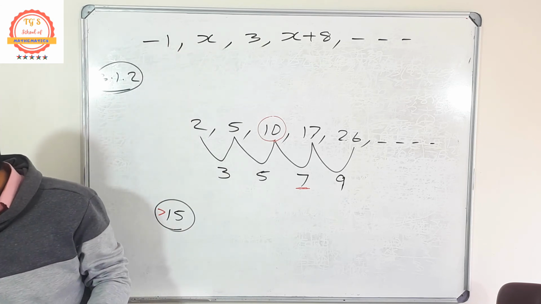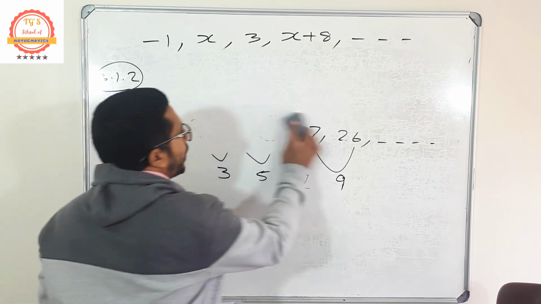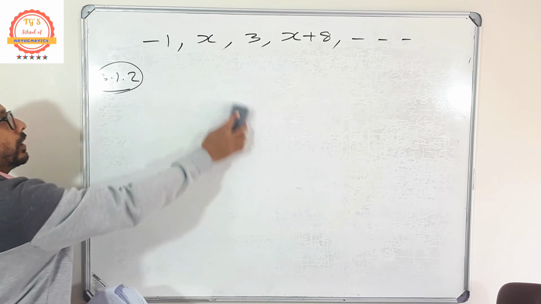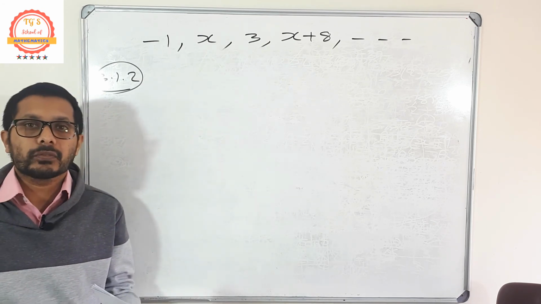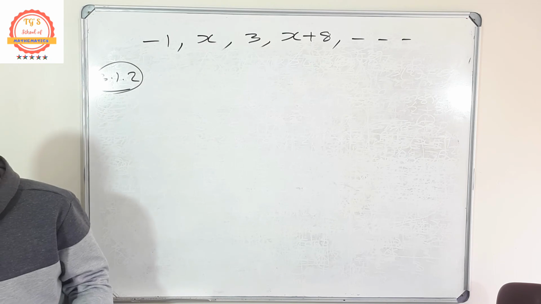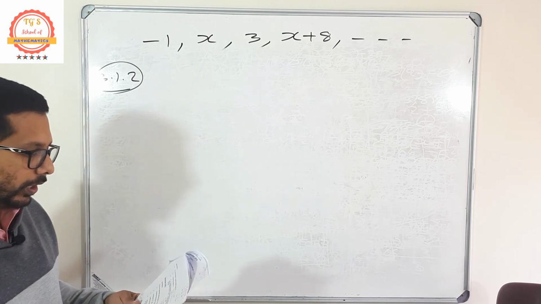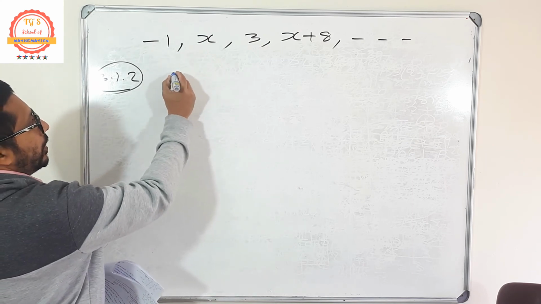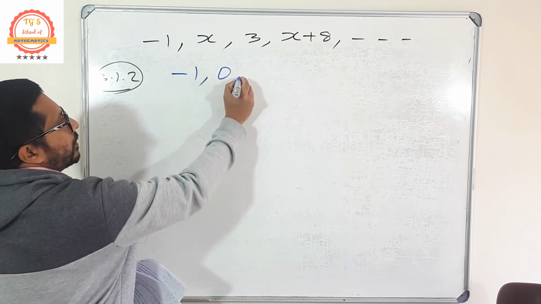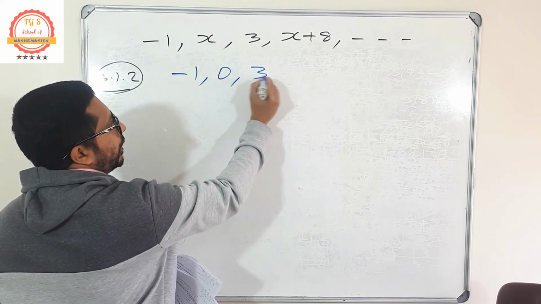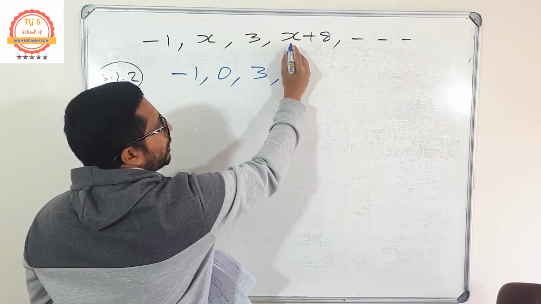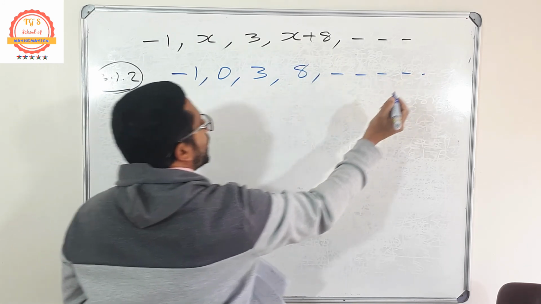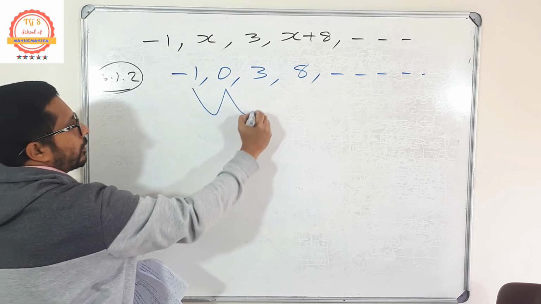Okay, so let's go to our question. If x is equal to 0, do you remember, in the previous question we already got the answer for x as 0. So if x is equal to 0, determine the position of the first term. So let's substitute the value of x. The first term is minus 1, then x is 0, then the next term is 3, 0 plus 8, x is 0, 0 plus 8 is 8, etc. What is the first difference?